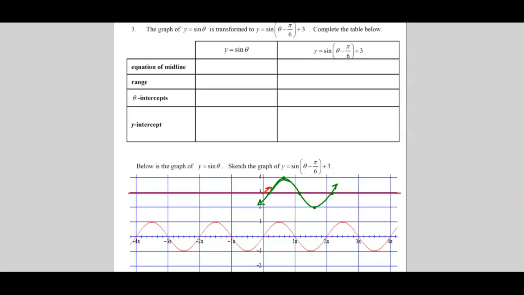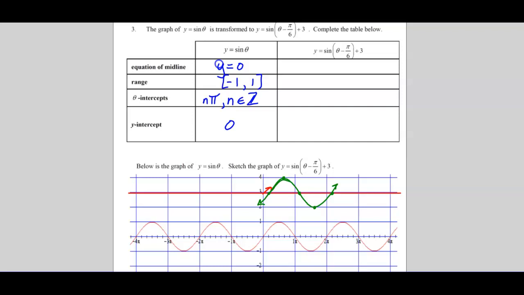Your base graph, the equation of the midline is y equals 0, it's the x-axis. Remember the range is from -1 to +1. Maybe I'll do interval just to save a bit of time. Remember your theta intercepts are multiples of pi. And the y-intercept is 0.